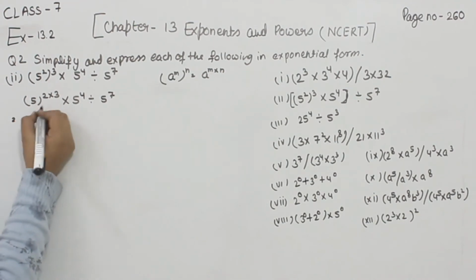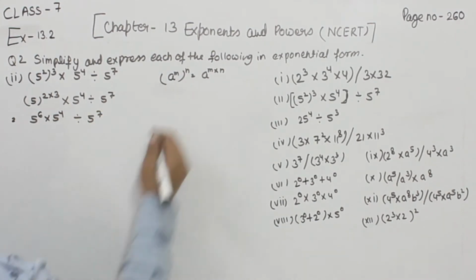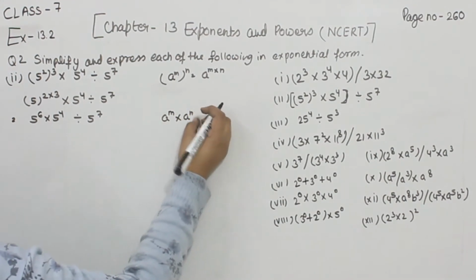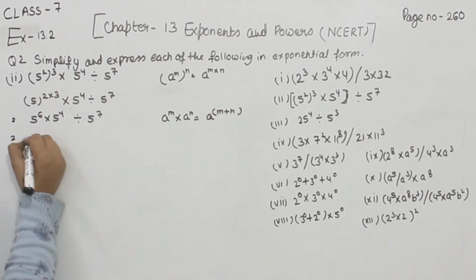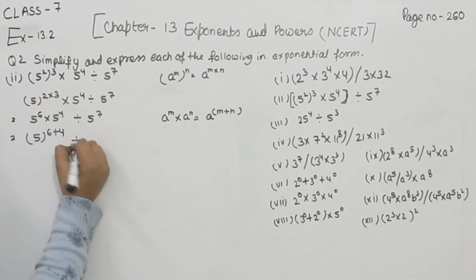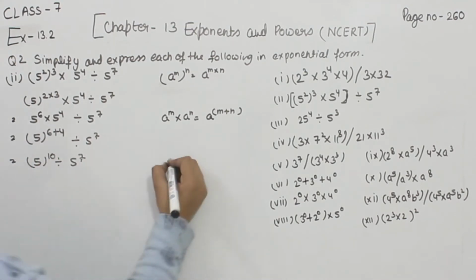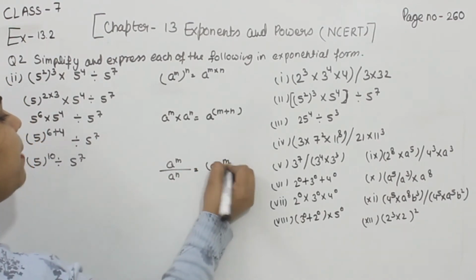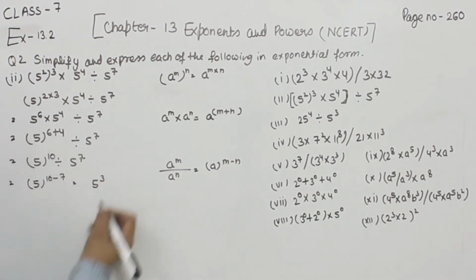Now, we have 5 to the power 6 multiplied by 5 to the power 4, and 5 to the power 7 in the division. So, we are going to use here a to the power m multiplied by a to the power n, which will be equal to a to the power m plus n. So, this will be 5 to the power 6 plus 4. So, this will be 5 to the power 10. Now, a to the power m divided by a to the power n will be a to the power m minus n. So, 5 to the power 10 minus 7. So, the answer we have is 5 to the power 3. This is part 2.